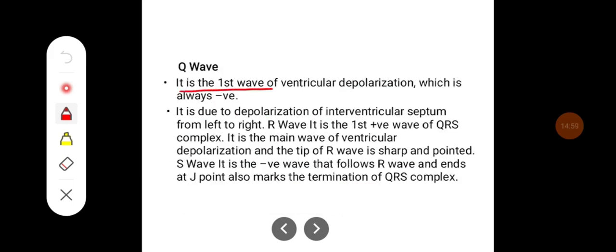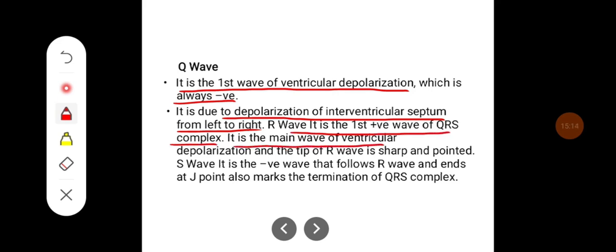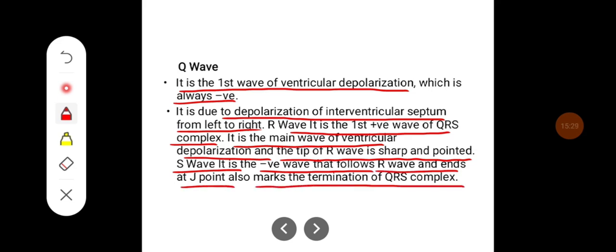Q wave is the first wave of ventricular depolarization, which is always negative. It is due to the depolarization of interventricular septum from left to right. R wave is the first positive wave of QRS complex, and it is the main wave of ventricular depolarization, and the tip of R wave is sharp and pointed. S wave is the negative wave that follows R wave and ends at J point, also marks the termination of QRS complex.